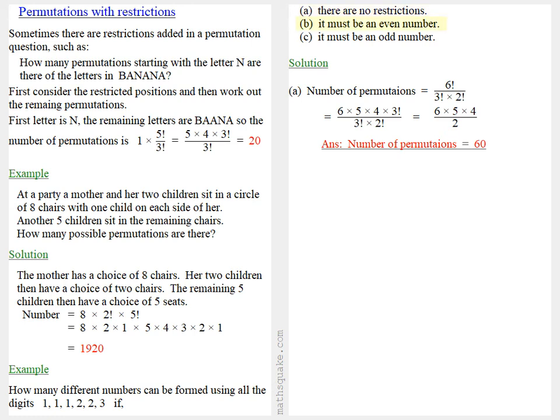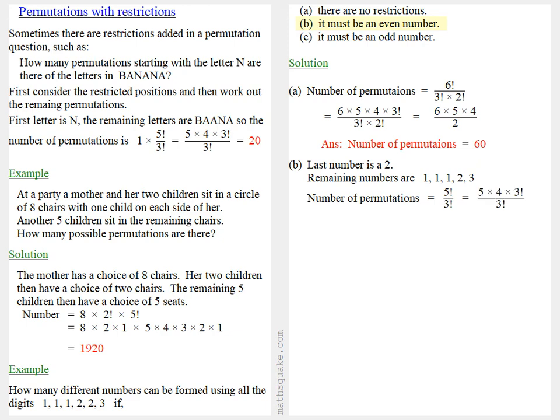Now in the second part we have a restriction that the number must be an even number. To be an even number, the last number must be a 2. Now the remaining numbers are 1, 1, 1, 2 and 3. So we've got 5 numbers with 3 repeats. So the number of permutations is 5 factorial over 3 factorial, which is 5 times 4 times 3 factorial over 3 factorial, which is 20. So the number of permutations is 20.